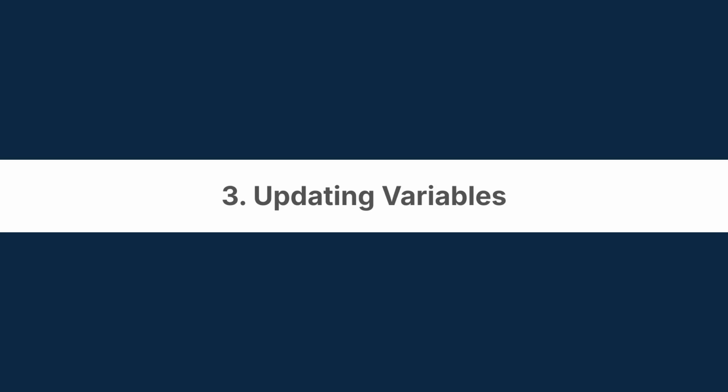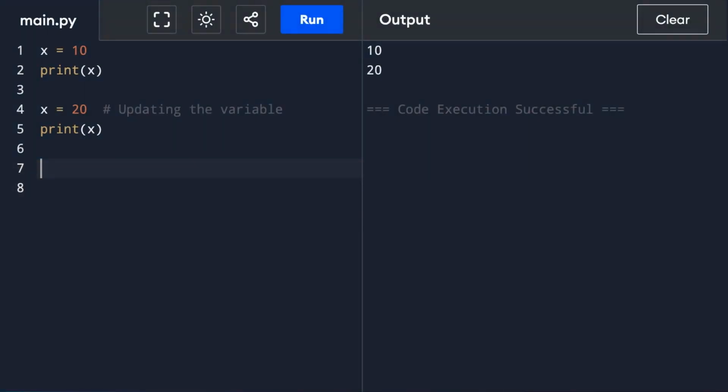3. Updating variables. A variable in Python can be updated at any time by assigning it a new value. Since Python is dynamically typed, variables do not have a fixed type and can store different values throughout a program. First, x is assigned the value 10. Later, x is updated to 20. The old value 10 is replaced and x now stores 20. Since Python is dynamically typed, you can change the type of value stored in a variable, like an integer to a string.